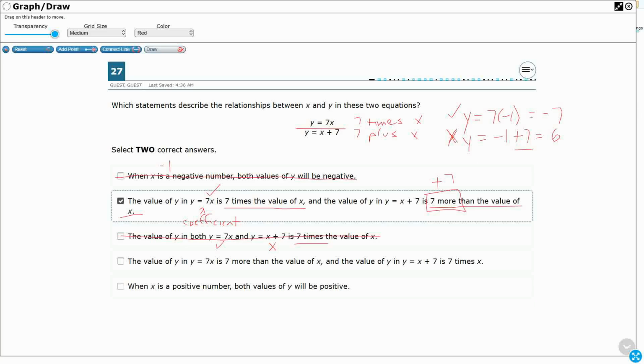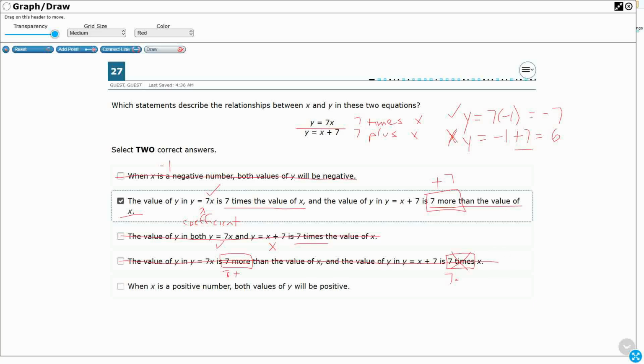All right. The value of y in y equals 7x is 7 more. They flipped it. 7 plus, that's a no. And then the value of y in y equals x plus 7 is 7 times. No. 7 times. And that is incorrect. So no, they completely flipped what they did on that second option right there.